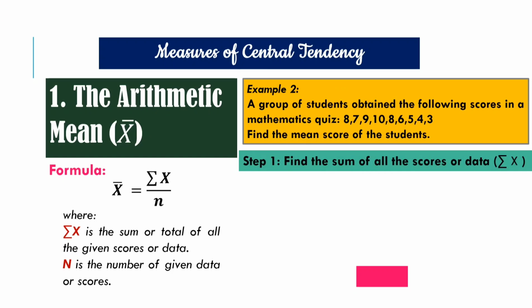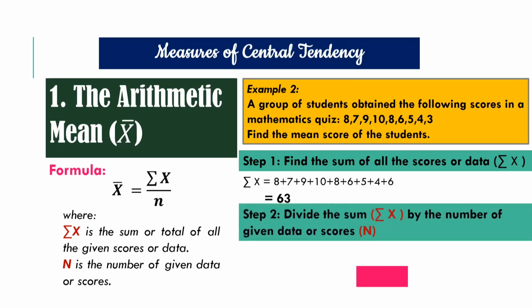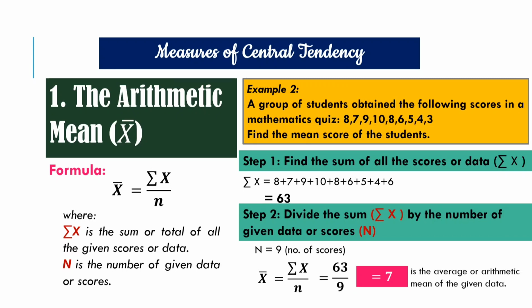For step 1, we find the sum of all the scores. So 8 plus 7 plus 9 plus 10 plus 8 plus 6 plus 5 plus 4 plus 6 is equal to 63. For step 2, we divide it by n. N, or the total number of scores in our data, is 9. There are 9 students. So when we divide 63 by 9, the result is 7. Means that 7 is the average score of the students.